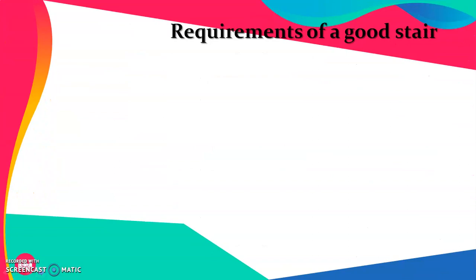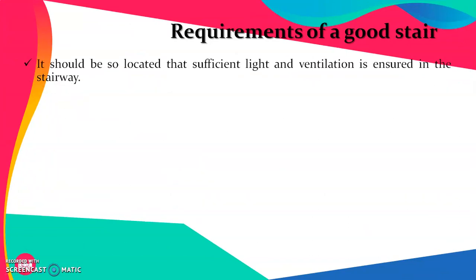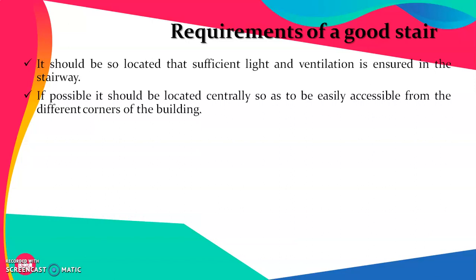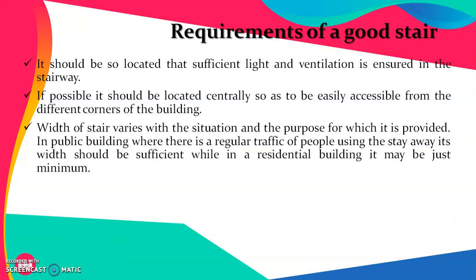Requirements of a good stair. It should be so located that sufficient light and ventilation is ensured in the stairway. If possible, it should be located centrally so as to be easily accessible from the different corners of the building. Width of a stair varies with the situation and the purpose for which it is provided. In a public building where there is regular traffic of people using the stairway, its width should be sufficient, while in a residential building it may be just minimum.